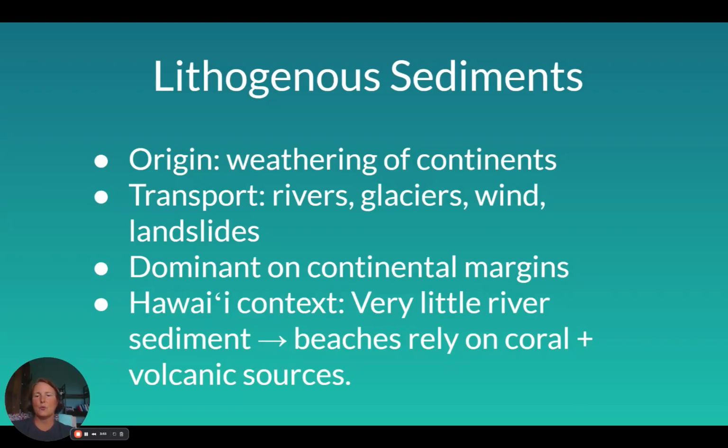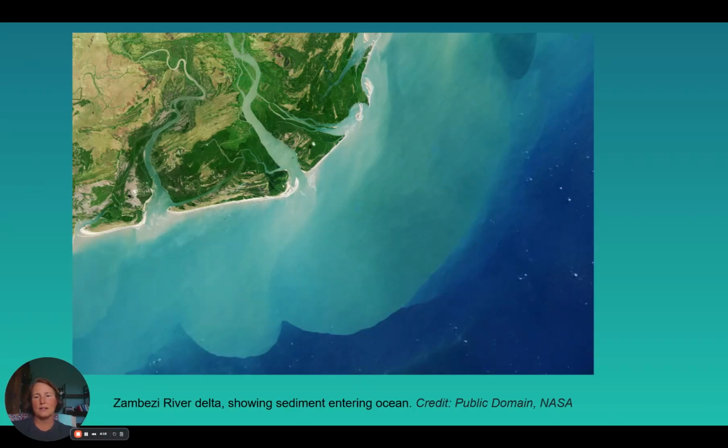For context here, we don't have a whole lot of rivers. We have a couple, but mostly, if you think about what our beaches are made of, they're made of biogenous and volcanic sources. And there's some lithogenous, but a lot of it is the black sand coming from volcanoes. And a lot of it is also crushed up coral. That's a lot of what makes sand as well. Here is a river delta. You can really see the sediment coming out from that river into the ocean. So this is a huge source of sediment near this river in Africa, the Zambezi River in Africa.